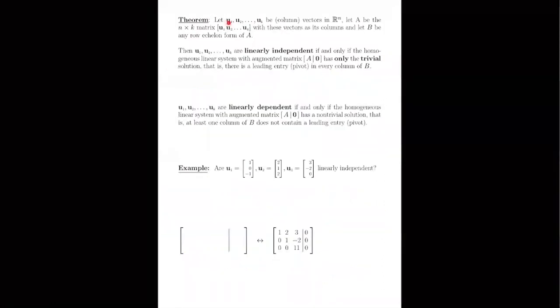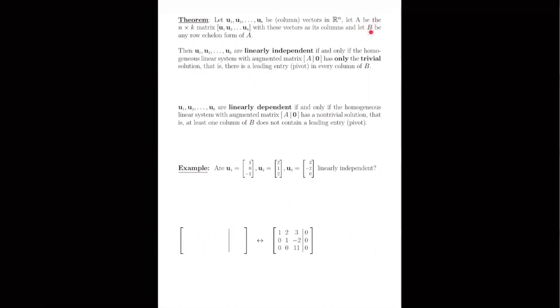Okay. So let u1 up to uk be column vectors in R^n, and let A be the n by k matrix with these vectors as its columns. So we're going to take each of these vectors and write them as the columns of a matrix. There are k vectors, so this is why A has k columns. And each of these vectors is a vector in R^n, which means they have n entries. So this means here that we're going to have n rows. So A is an n by k matrix.